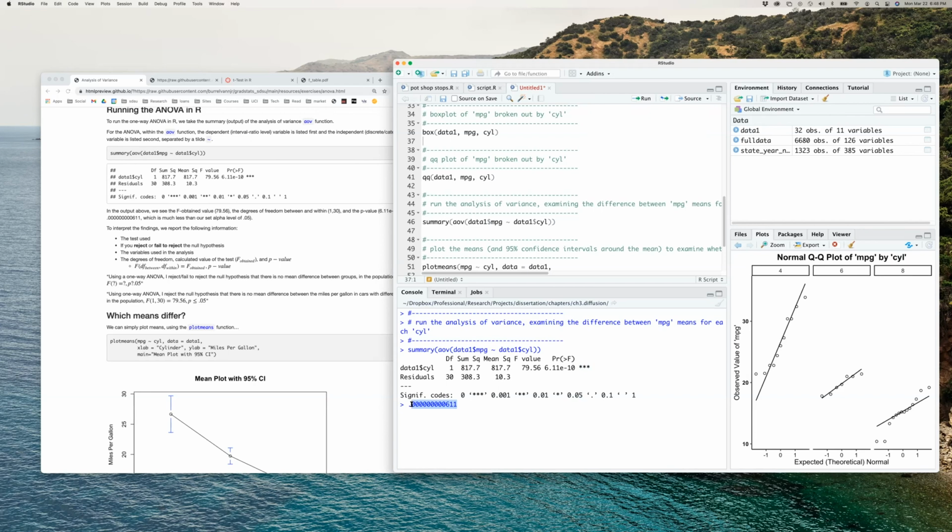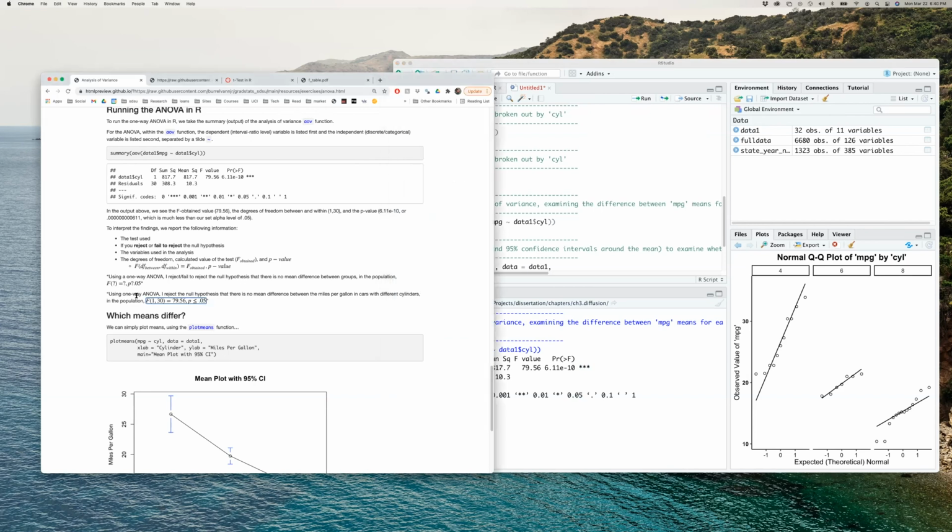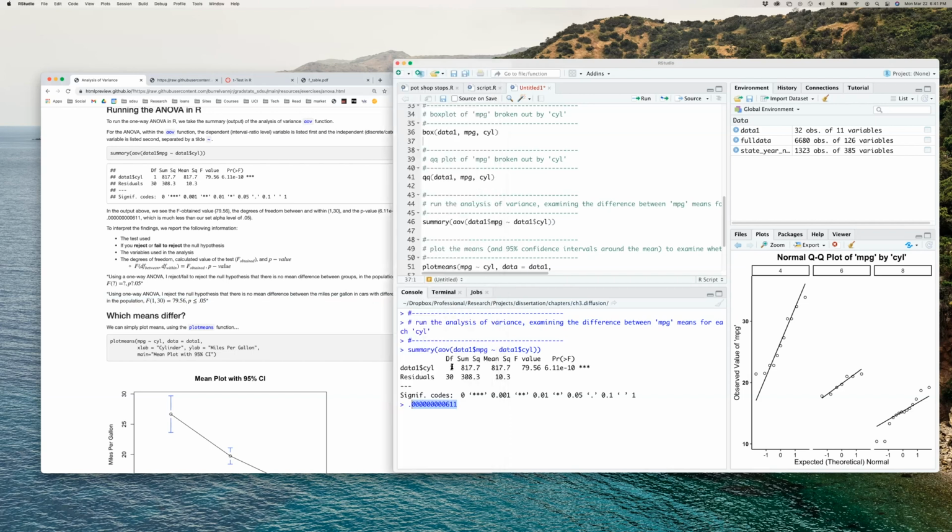So we can use this information to say, using a one-way ANOVA, I reject the null hypothesis that there's no mean difference between miles per gallon in cars with different cylinders, comma, in the population, F of 1 and 30, right? 1 from this result and 30 from this result, equals 79.56. P is going to be less than or equal to 0.05. And why is that? Because it's much less than 0.05. All right. We report it that way.